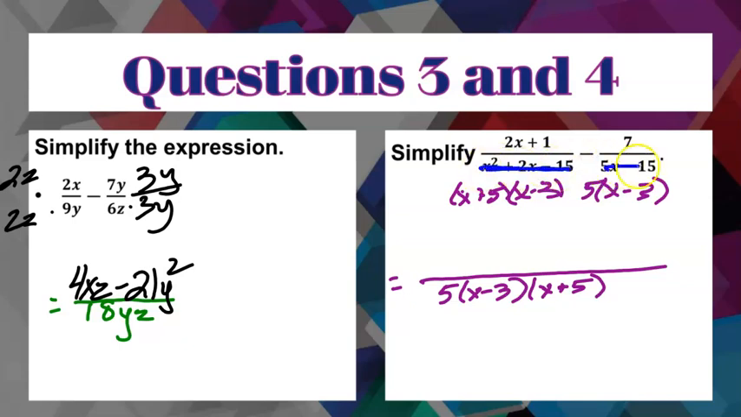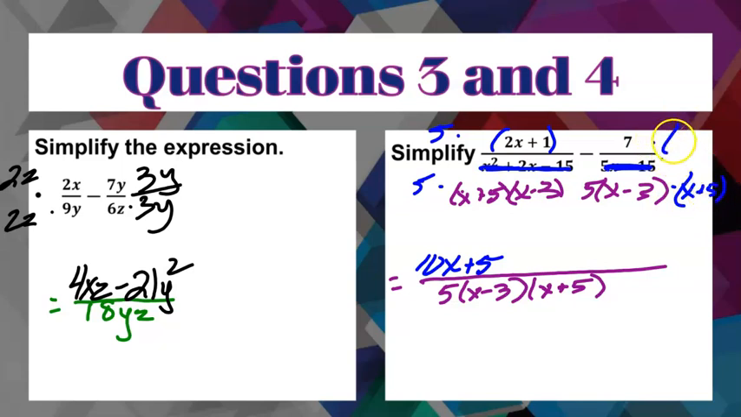So now I don't need these anymore because I rewrote them. Now I need to look at the first fraction, which has the x plus 5 and the x minus 3 in the denominator. I'm missing the 5. So I need to multiply this by 5 over 5 to rewrite my fraction. And then I'm going to distribute the 5, which gives me 10x plus 5.